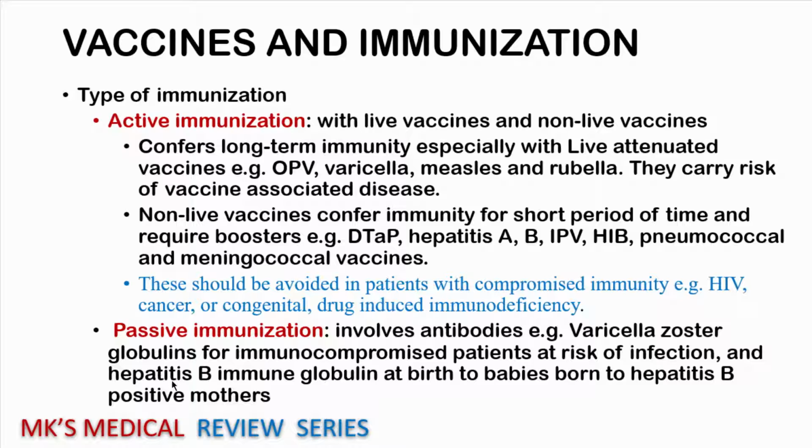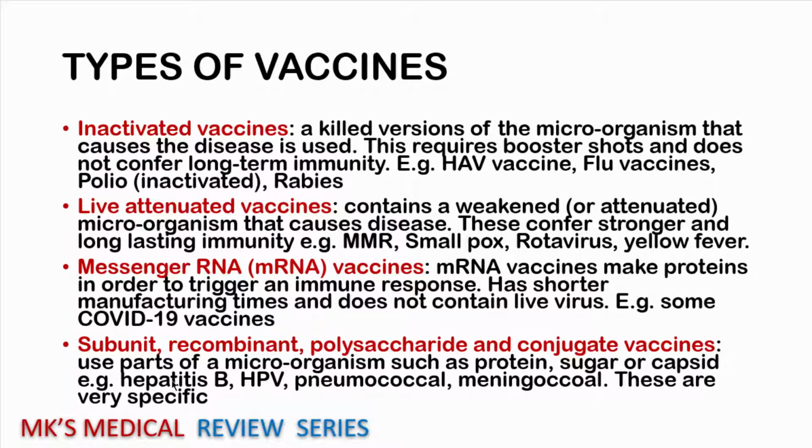The live attenuated vaccine should be avoided in immunocompromised patients, for example patients with HIV, patients with cancer, patients with congenital immunodeficiency, or any other drug-induced immunodeficiency. On the other end of the spectrum, you have passive immunization, where you're just giving antibodies. You're not causing the immune system to be stimulated like with vaccination. These antibodies can be given, for example, against hepatitis B in babies born to mothers that are hepatitis B positive. So the types of vaccines present include inactivated vaccines, live attenuated vaccines, messenger RNA vaccines, and also subunit, recombinant, polysaccharide, and conjugate vaccines.